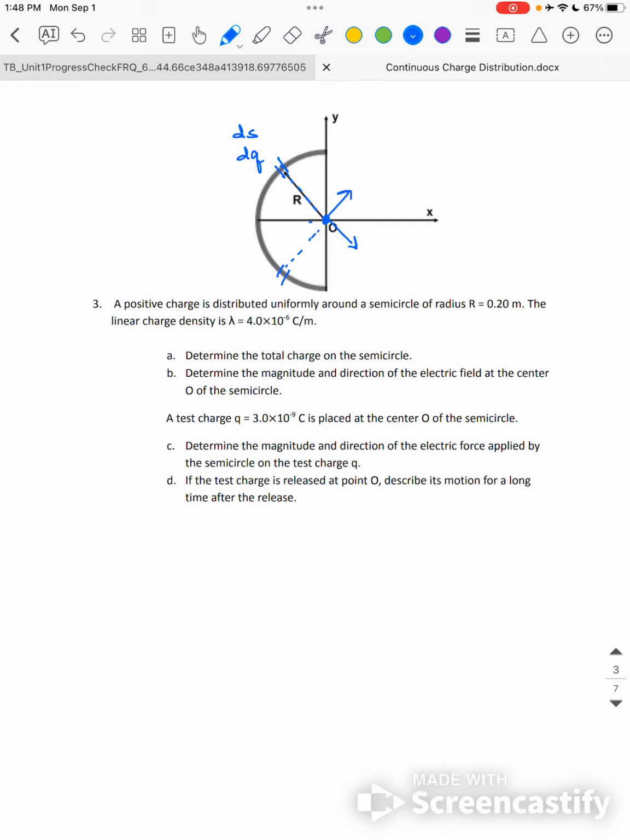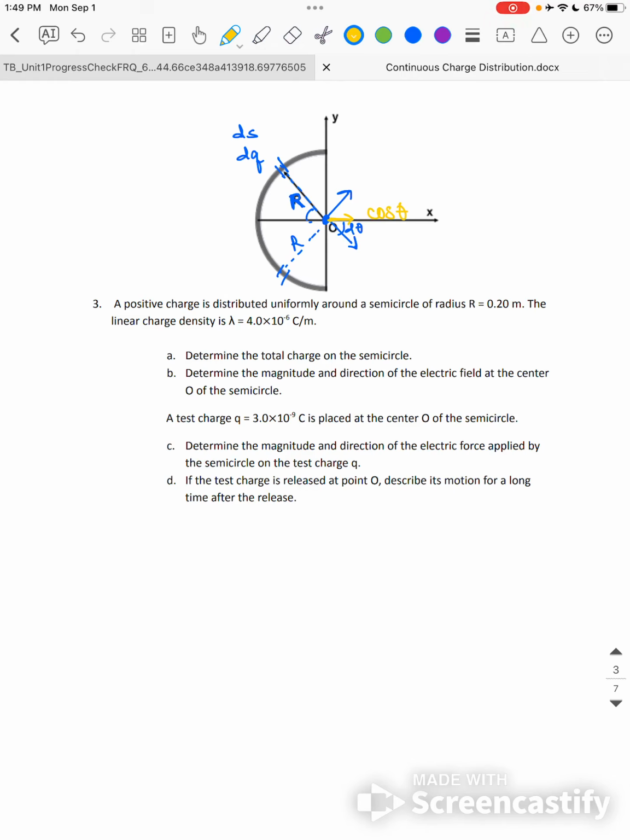And I am going to notice right off the bat that my distance is a constant. No matter where I choose, it's going to be the radius of the circle. I've got an angle here, which is actually changing as I go around the semicircle. So I'm going to transfer that here. I'm going to call that d theta because that is changing. And I'm going to look at the components too. I can see that the y component cancels out. And so I'm focused on this x component here, which is a cosine theta component.